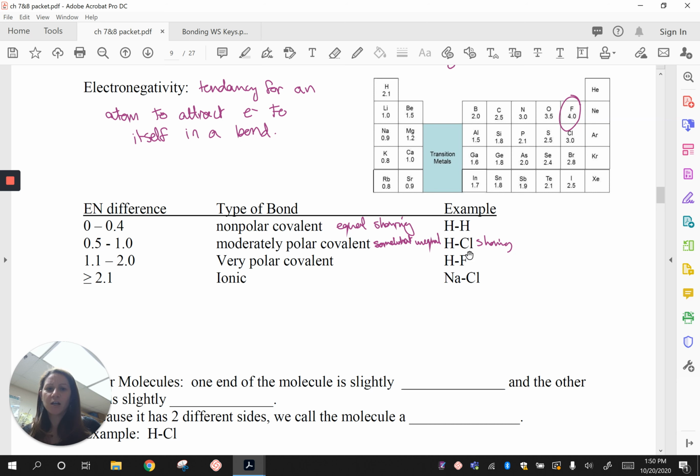Next, what if your difference in electronegativity is even greater? So HF, for example, hydrogen is 2.1, fluorine is 4.0. That's a 1.9 difference in electronegativity. That's pretty big. So that would be very polar, very unequal sharing. So let's say I go to the first person, tell him take 10 pieces of candy, the next person take 1, 10 and 1, 10 and 1. They're sharing technically, but it's very unequal sharing, and so that would be very polar covalent.